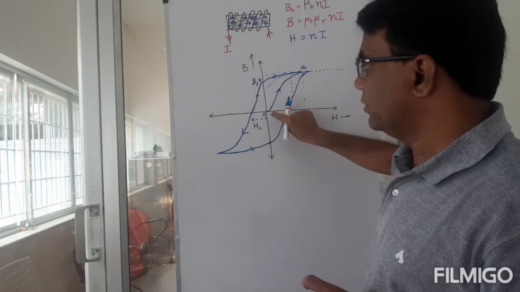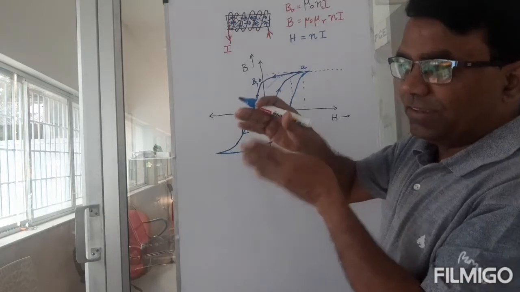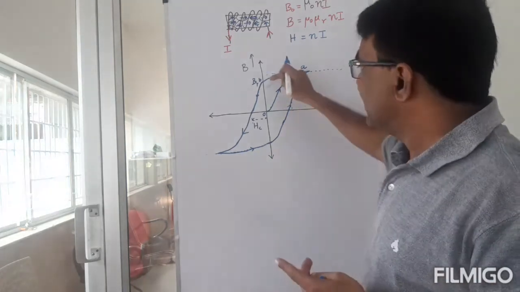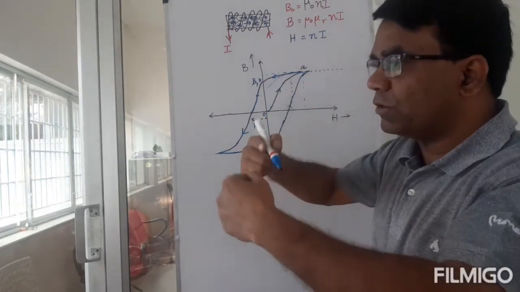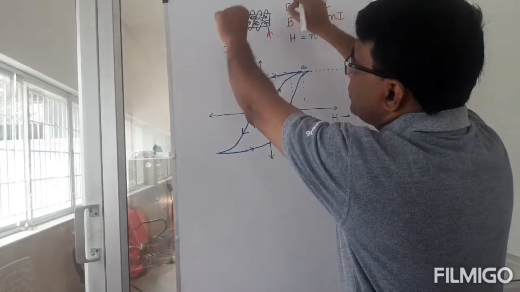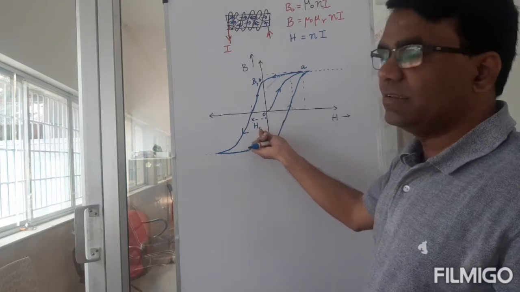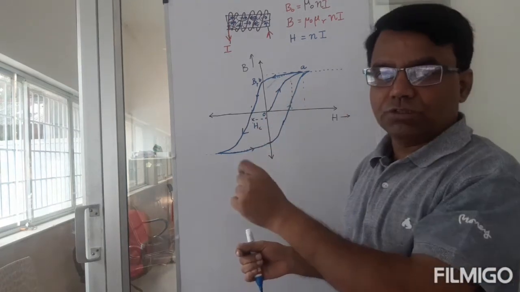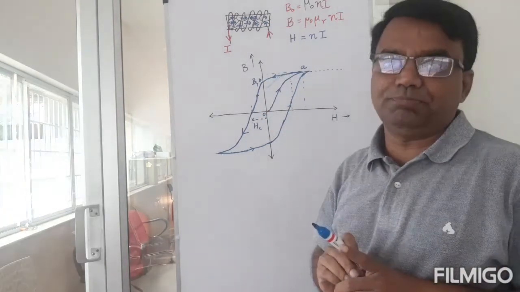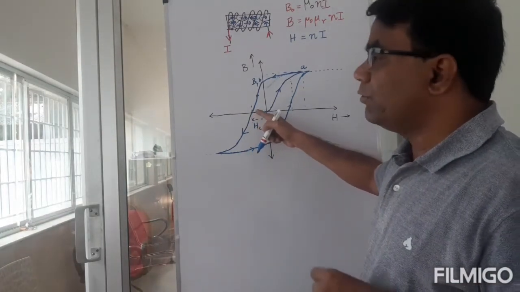If you want to bring it back to 0, now you need to send the current in the opposite direction, so that at least some of the domains will align in the opposite direction. As you keep sending current in the opposite direction, more and more domains are aligning in the opposite direction, so the net field is getting reduced. Finally for this value of Hc, you have coerced, you have forced the material to lose all of its magnetism. So it reached 0.